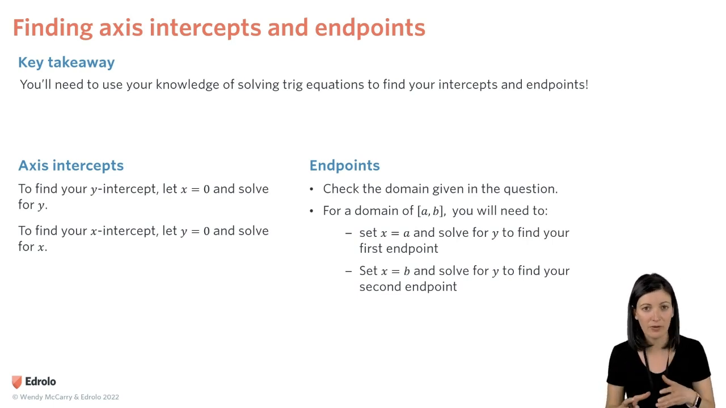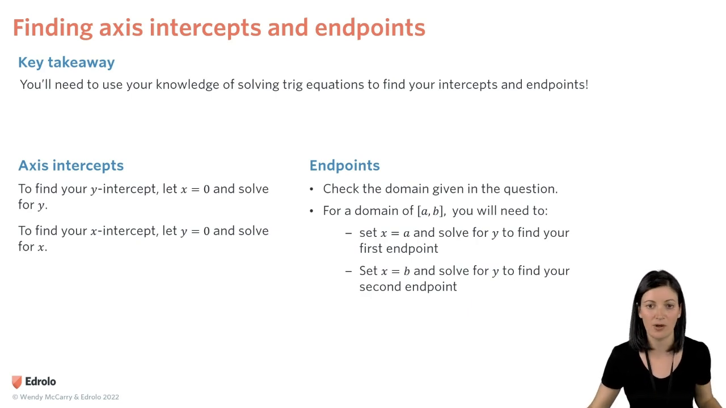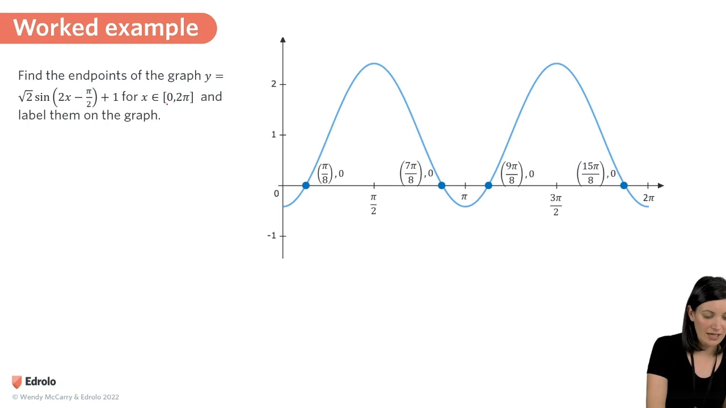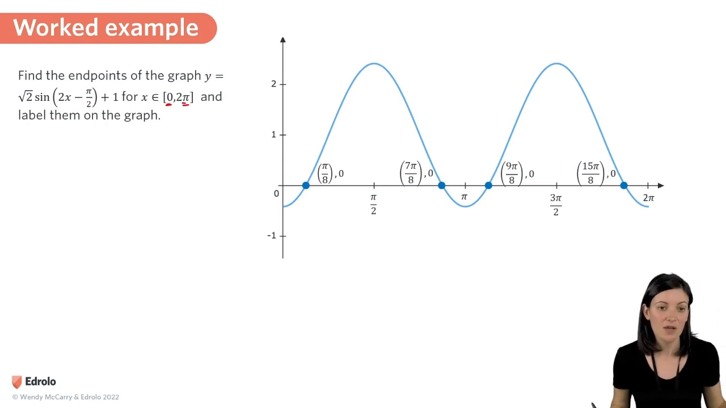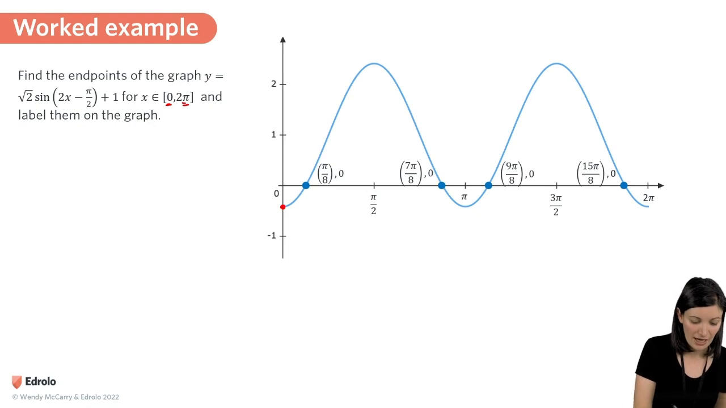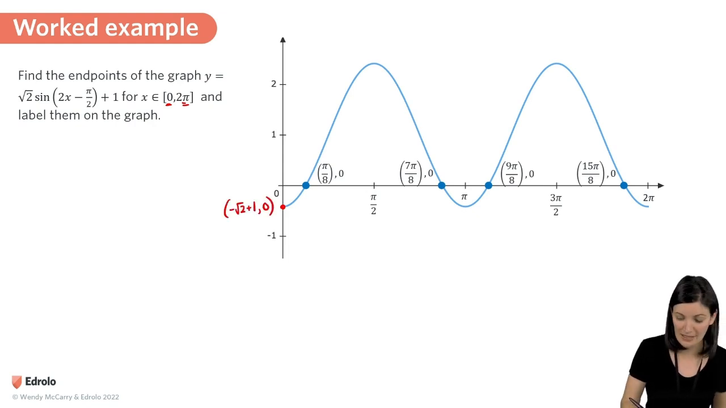Okay, if you didn't quite follow that, it's going to make a lot more sense once we start using numbers. So let's get into our first example. The last thing you might need to label on a graph like this are the endpoints. So for the endpoints, you're looking at your domain. The first endpoint is going to be when x is equal to 0. And we actually calculated that on the last slide, didn't we? When x is equal to 0, I had this point here, which is (0, negative root 2 plus 1).